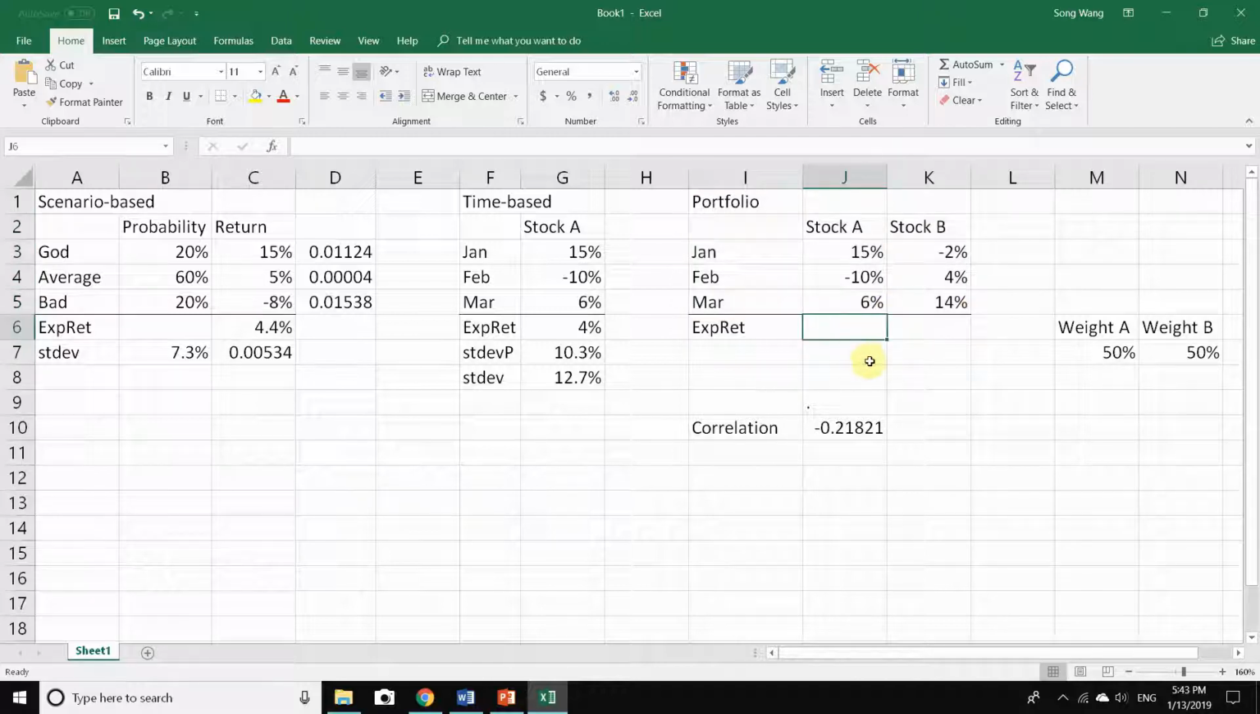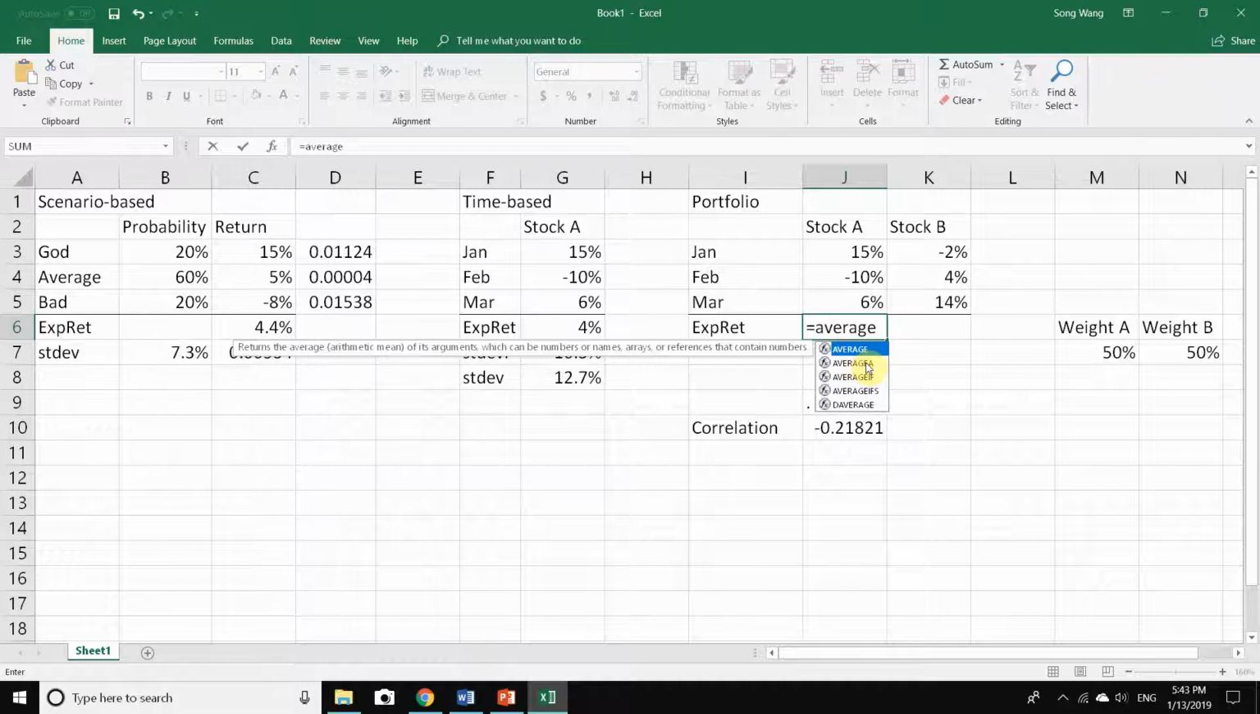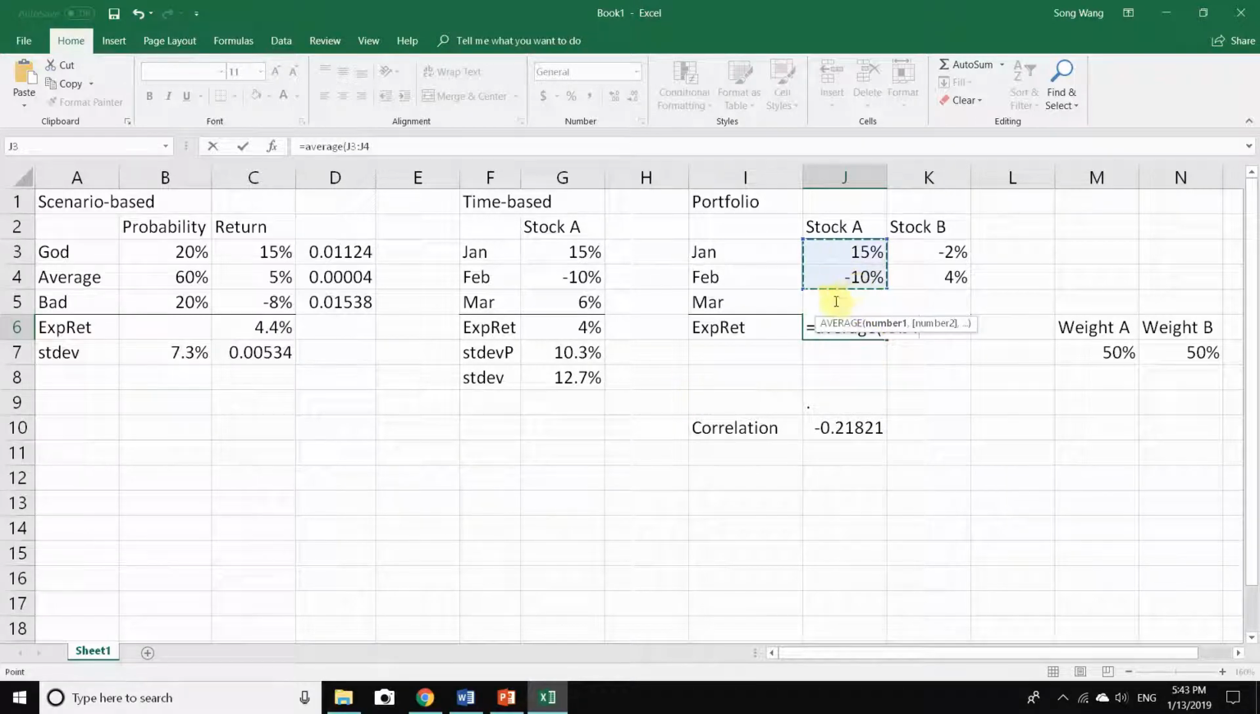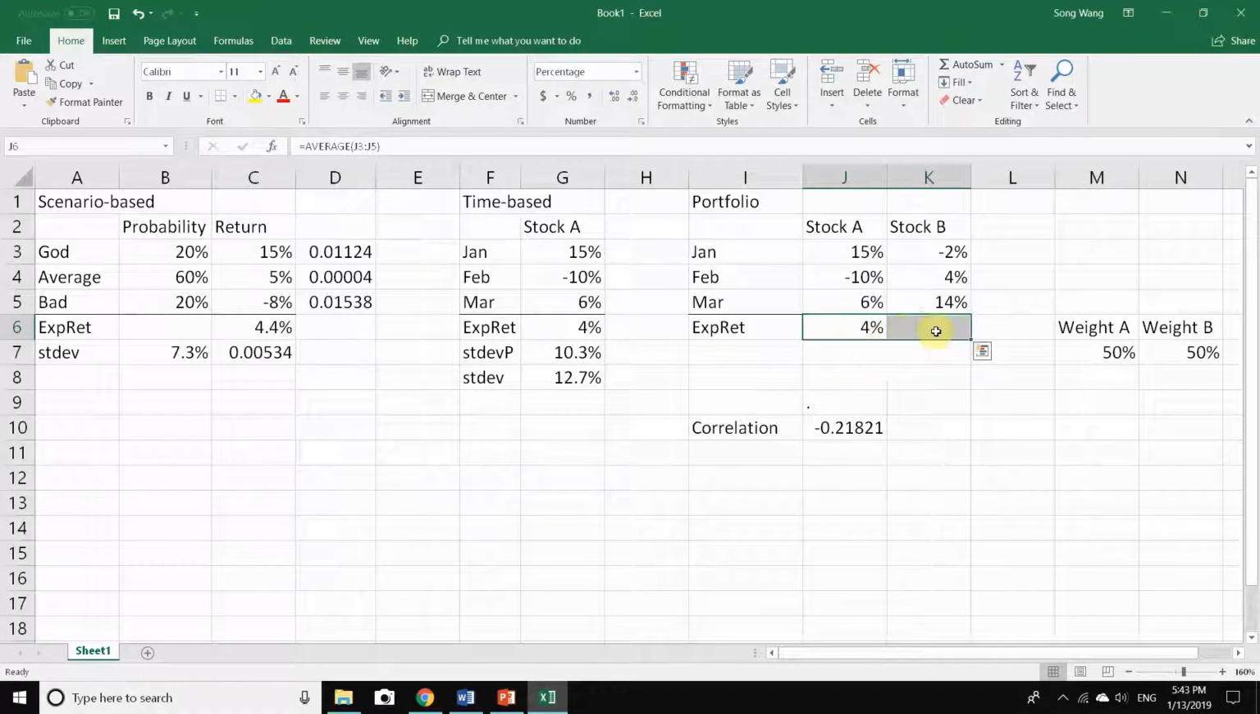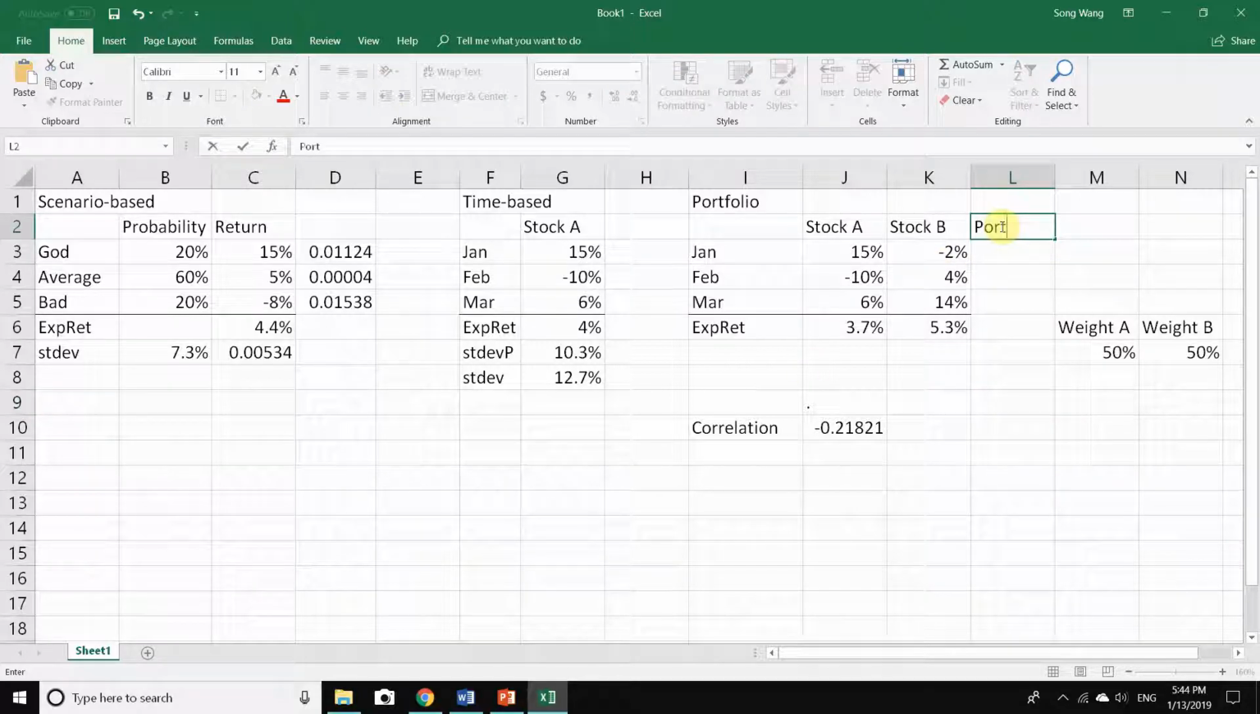Okay, so how do you get the expected return for A and B? That's fairly easy to do. You just take the average of A's historical return and then B's historical return. Increase a little bit of decimals, and then the weights I put here are 50% in A and 50% in B. So the portfolio return is just 50% of this plus 50% of that.